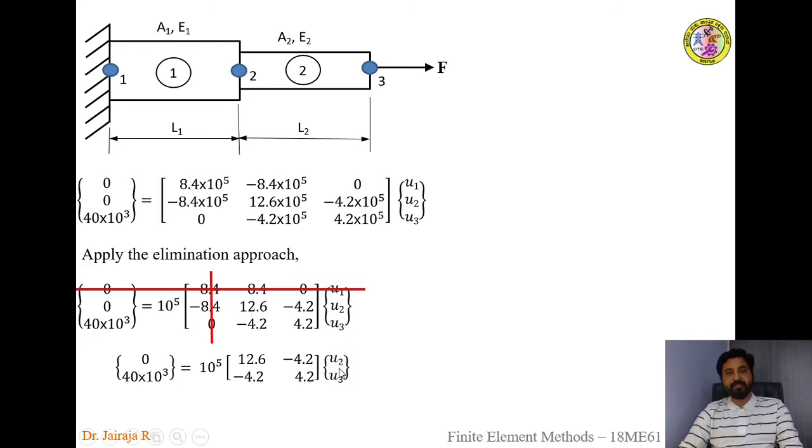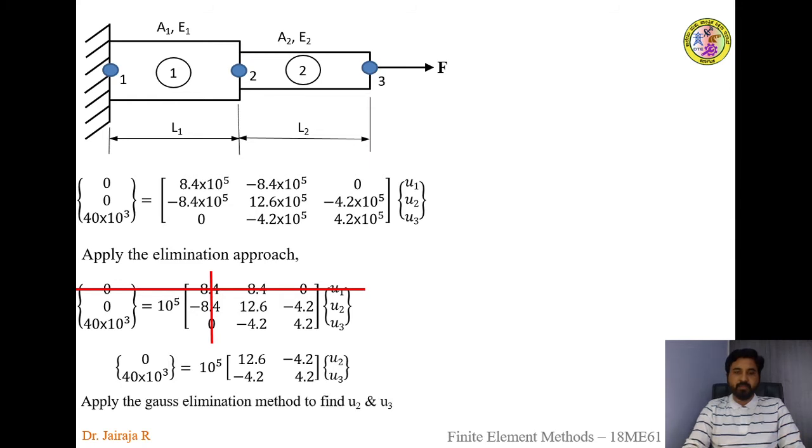We need to calculate U2 and U3. So this can be solved by applying the Gauss elimination method, or we can directly use the calculator to solve. So after solving, U2 is equal to 0.0476 millimeter and U3 is 0.1428 millimeter. So after obtaining U2 and U3 values, we can find the reaction.